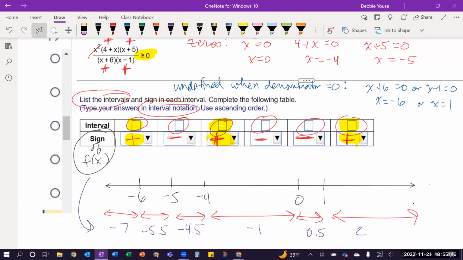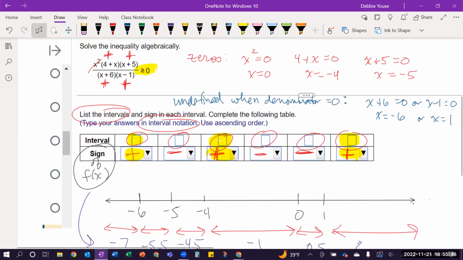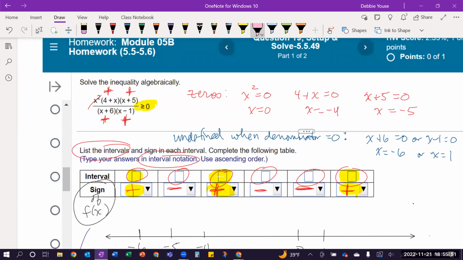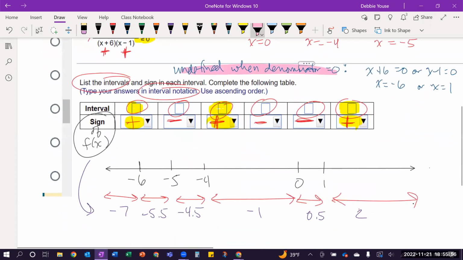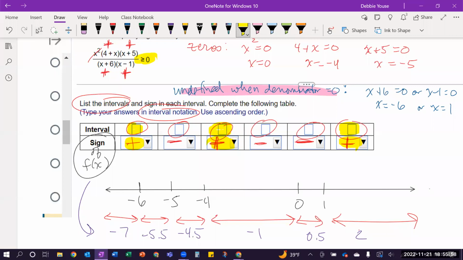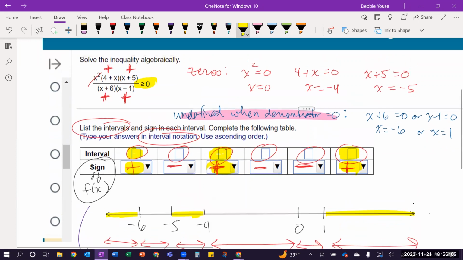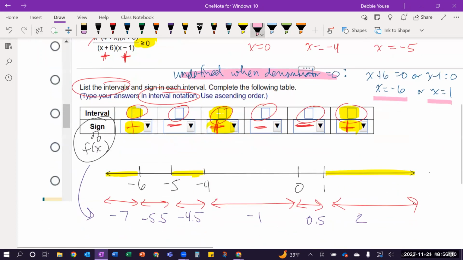And then we just got to figure out, do we include or exclude? So here's the thing. When the function is undefined, you can never include. So that means I've got the first interval, the third interval, and the last interval. And this was undefined at -6 and 1. So I cannot include those. So I cannot include -6, it has to be a parenthesis. I cannot include 1, it has to be a parenthesis.